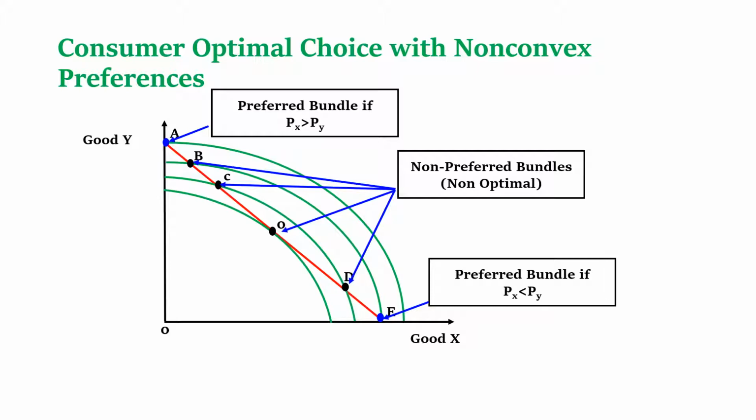So the bundles of goods that are preferred are bundle A and bundle F. Bundles B, C, O, and D are not preferable to the consumer. Even though the indifference curve is tangential to the budget line at point O, it is not preferable to the consumer, because at that particular point, the consumer is on a lower indifference curve, a curve that is very close to the origin.